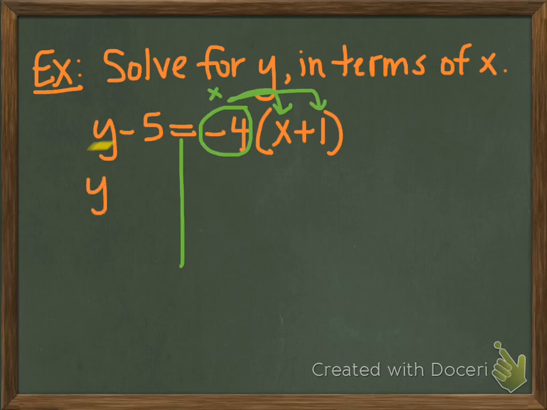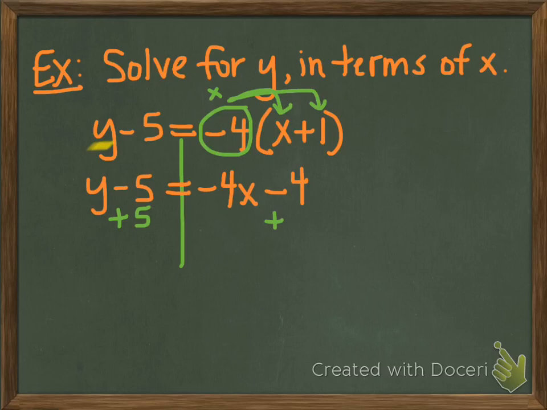On the left, we still have y minus 5. We'll get rid of that minus 5 in a second. Negative 4 times x is negative 4x. Negative 4 times positive 1 is negative 4. All right, now we're ready to get rid of that minus 5 because we have distributed. The opposite of minus 5 is plus 5, so we're going to add 5 to both sides. Now on that right side, look at where you should be adding the 5 to.